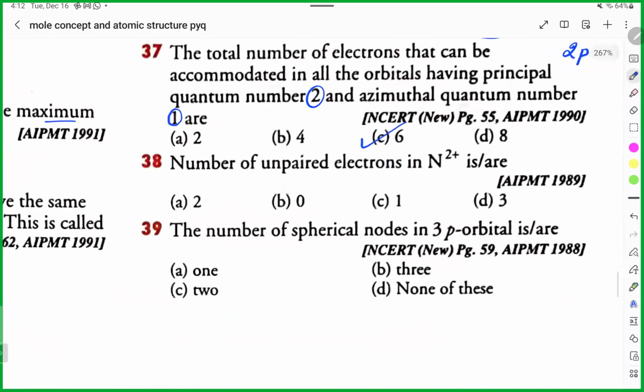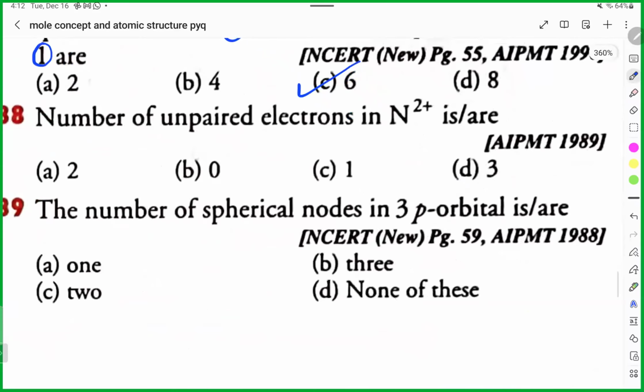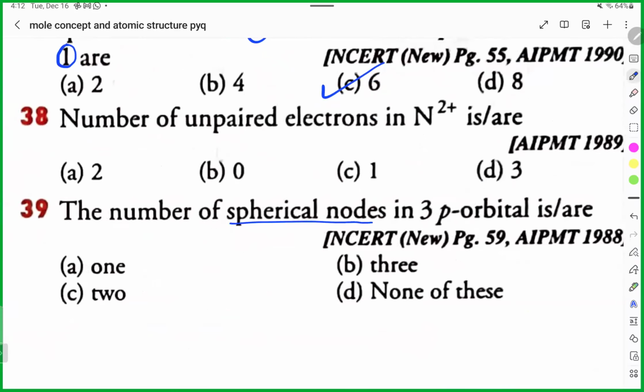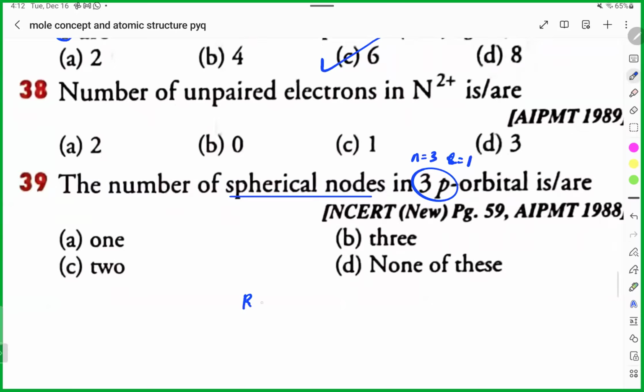See, Jordan, 39. Spherical node in 3p. In 3p, sir. So spherical, what is the answer? What is this? Unknown. Okay.